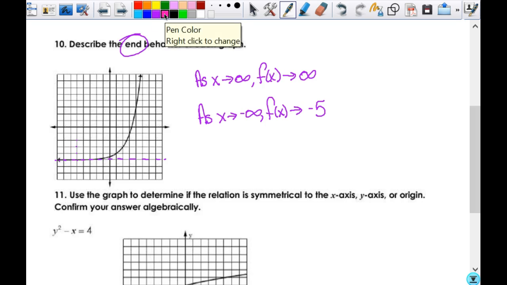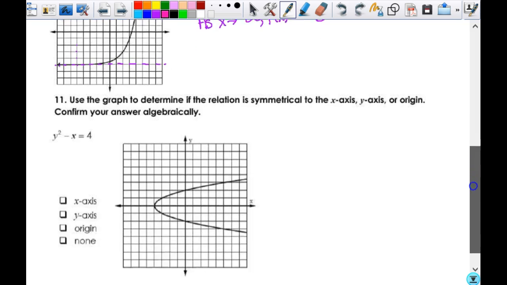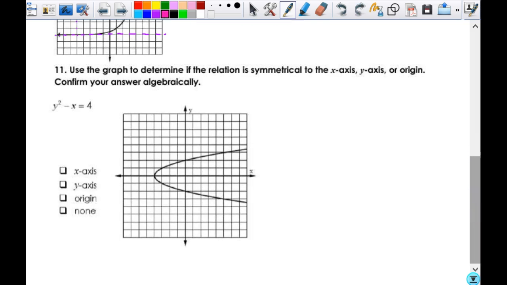All right. Number 11 says use the graph to determine if the relation is symmetrical to the x-axis, y-axis, or the origin, or all three, and confirm your answer algebraically. So I look at this. We have y-axis symmetry? If I reflect it in the y-axis, it's not going to look the same. If I rotate it, it's not. So my axis of symmetry is here. We have x-axis symmetry. It has x-axis symmetry because for every one of these points, this point exists. Notice your x value stays the same. It's the y value that's changing.